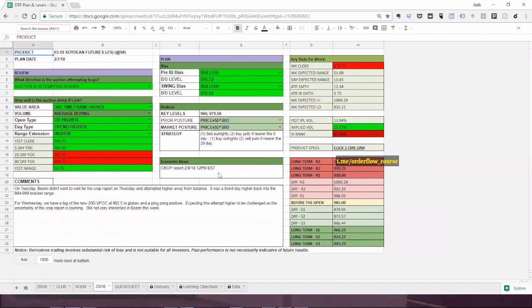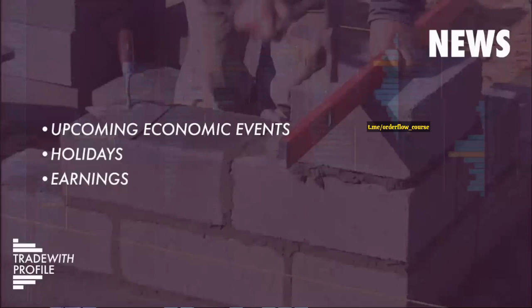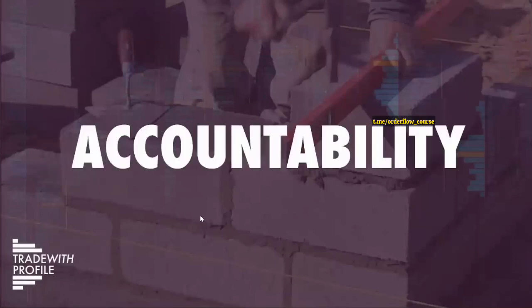I think on this one, we've got a crop report that's scheduled that I'm keeping mindful of. There was an economic report in this product today. I just keep those in front of me to know that there might be some degree of volatility injected in the market that I want to be mindful of. And then the other thing about your plan is having some degree of accountability.